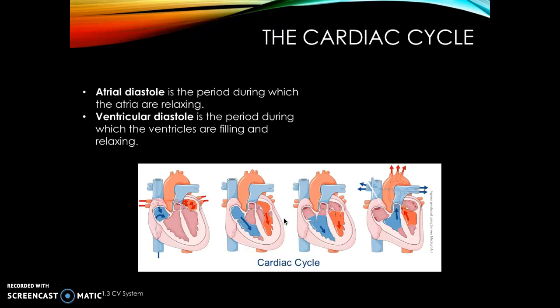The aortic and the pulmonary valves are shut because the ventricles are full to stop backflow, and the ventricular systole causes the force of blood through the pulmonary valve and the aortic valve.